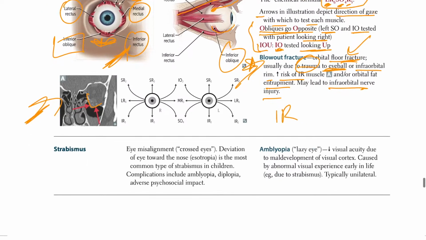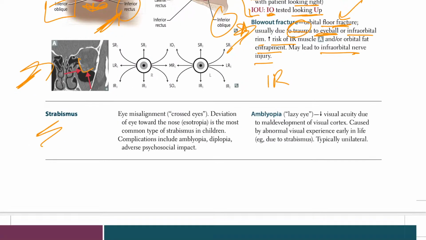Now the next thing is called strabismus. Strabismus is all about misalignment. It is a deviation of the eye. So here's the eye, here's the nose. Now when you deviate the eye towards the nose, it's called esotropia. It is the most common type of strabismus in children. Complications include amblyopia, I hope I'm saying it right. Amblyopia, yeah. Diplopia and adverse psychosocial impact.